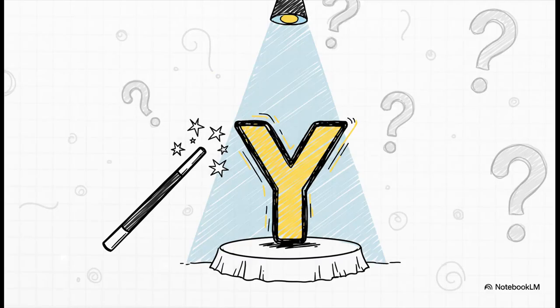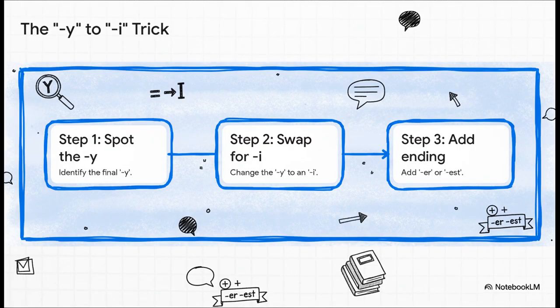Now for our last little tweak, the Y ending. This is a classic spelling change you see all over English. And luckily for us, it follows a very predictable 3-step pattern. The process is really simple. Think of it like this. First, you spot that final Y. Next, you do a quick swap. The Y becomes an I. And finally, you just add the good old er or est ending.